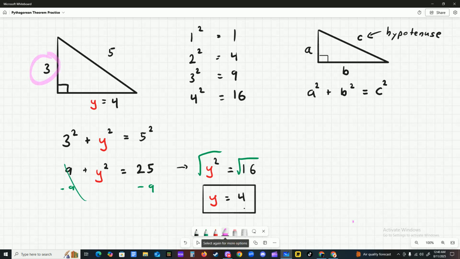Pretty cool. If you look at this triangle, it has sides 3, 4, and hypotenuse 5. Pretty awesome. That's known as a Pythagorean triple. And there's a lot more Pythagorean triples, an infinite amount actually, but this is a very popular Pythagorean triple because the numbers are 3, 4, 5.